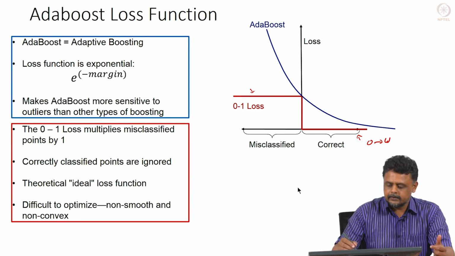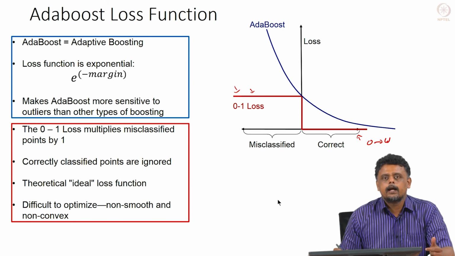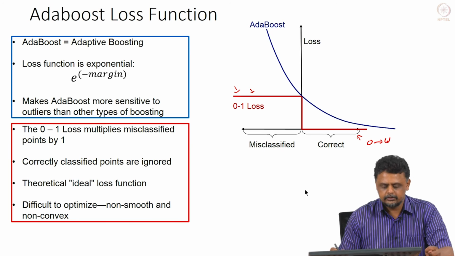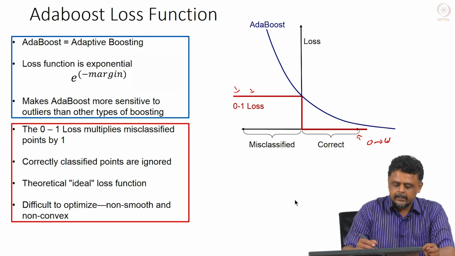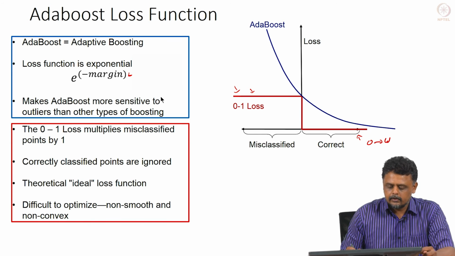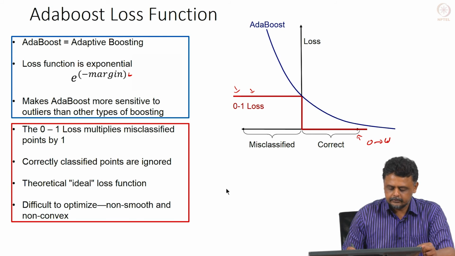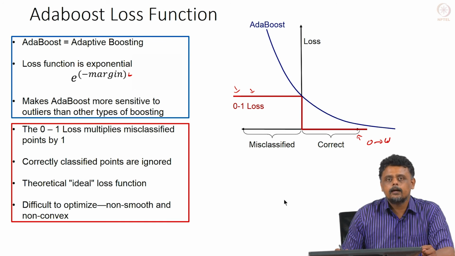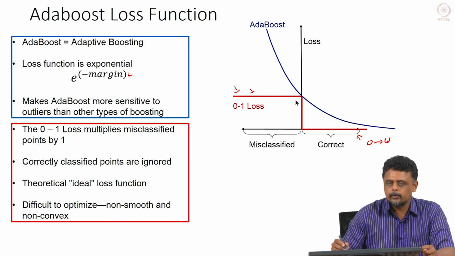But this kind of loss function is difficult to optimize. So it is replaced by this exponential loss function, and that is what AdaBoost does. The exponential loss function, as we saw, is e raised to minus margin, where margin is where this makes the AdaBoost more sensitive to outliers than other types of boosting. The theoretical loss function, even though it is very intuitive, we can see that here.